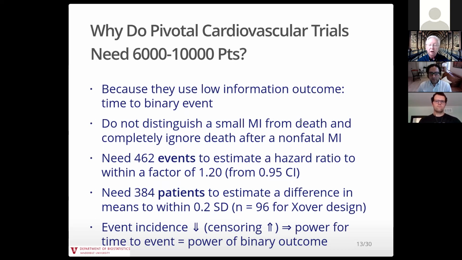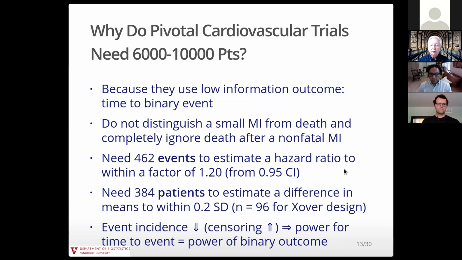not breaking these ties. And if you think about it, the vast number of trials that use time until first event, they are completely ignoring a death that occurs after a non-fatal MI. And that's actually unconscionable. So if somebody has a non-fatal MI, that's all that counts. The death that occurs a week or a month later is completely and utterly ignored.